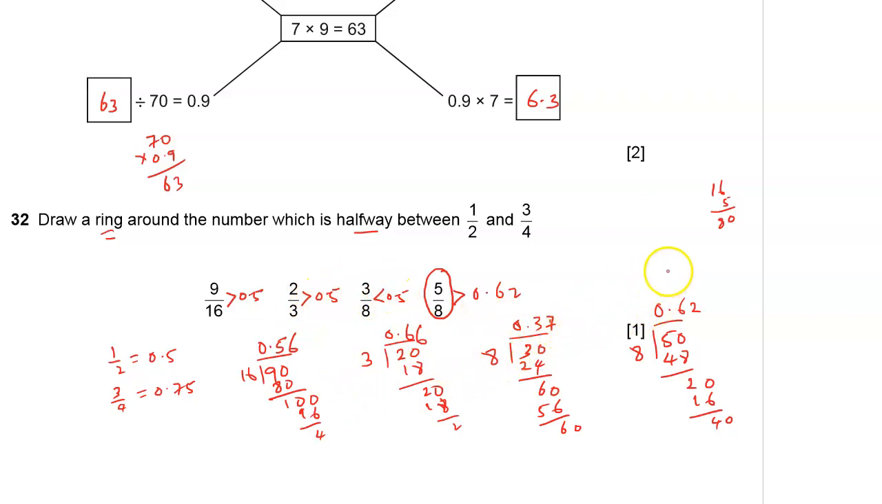So if you take 0.5, which is a half, plus 0.75, you add them up, you are trying to find which number is halfway, you'll get 1.25. Divided by 2 to get the half number, it will be 0.6 for 1.2, and here will be 5. Then we have of course 2 for 4, which is 1. All right, so 0.62 is half between 0.5 and 0.75. So there is the answer.